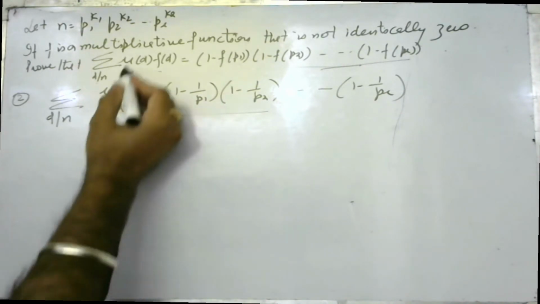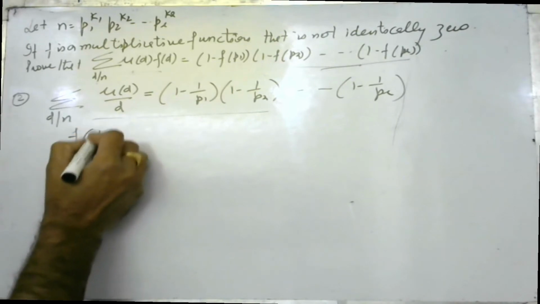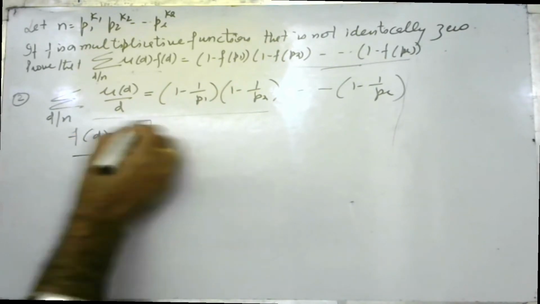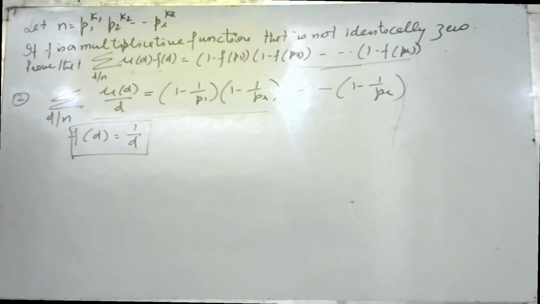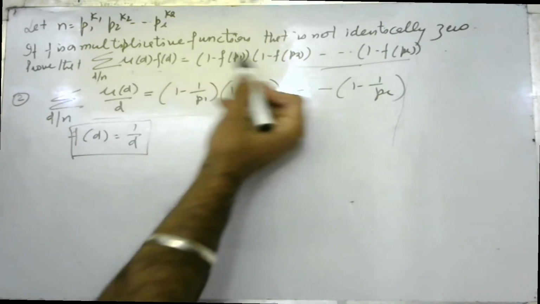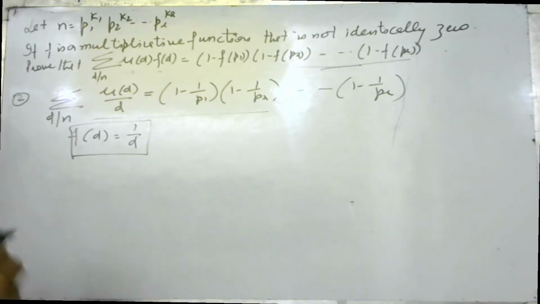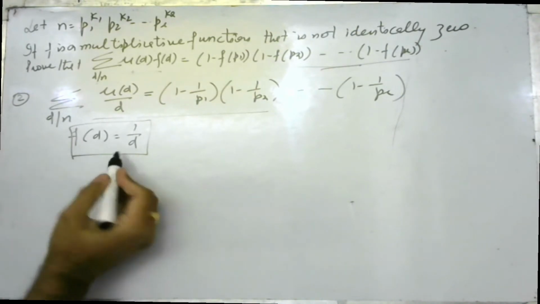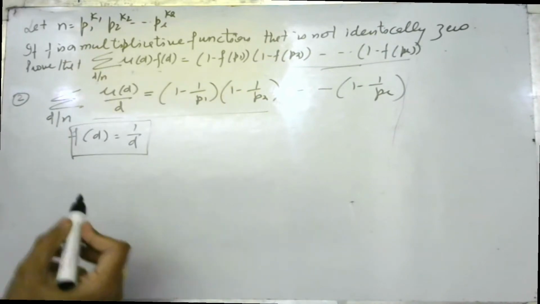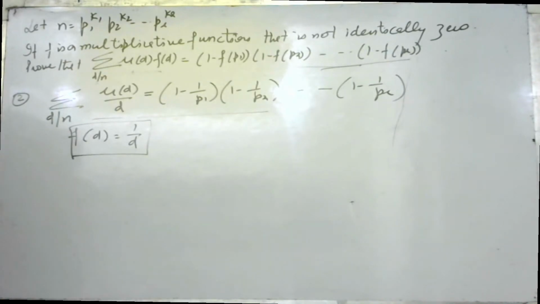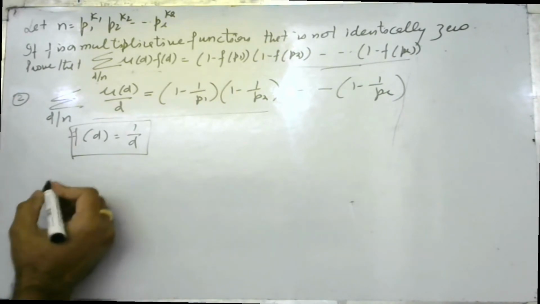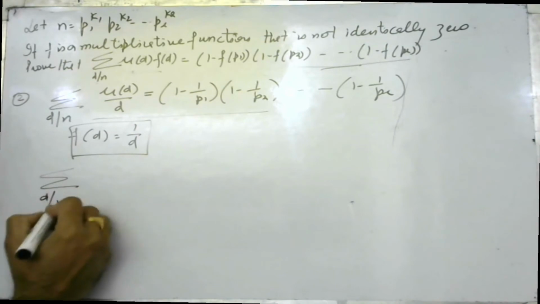Here again, when we compare left hand sides, very easily we can see that f(d) is 1 by d. So what we have to do is replace these values on the right hand side. One more thing we need to check is whether 1 by d is multiplicative and not identically 0. Very easily we can verify that 1 by d is a multiplicative function, because 1 by d1 d2 is equal to 1 by d1 into 1 by d2. Also it is identically non-zero. So let us use that result here.